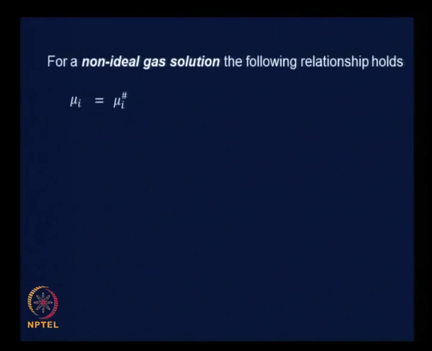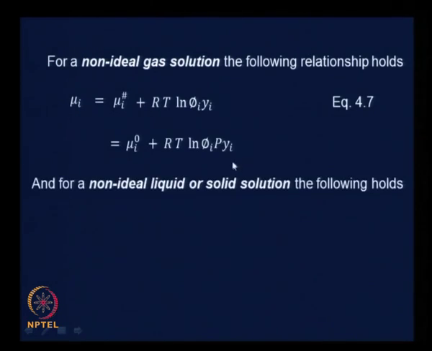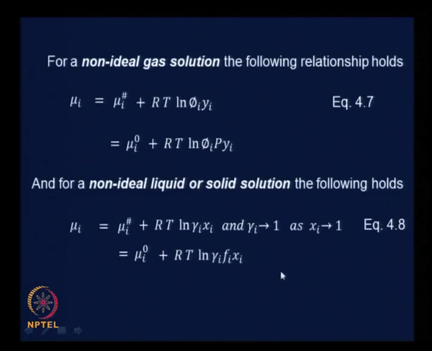Now, the non-ideality is brought about either by a fugacity coefficient for a gas mixture or an activity coefficient for a liquid or a solid mixture solution. So, for a non-ideal gas solution, mu_i equals mu_i hash plus RT ln phi_i y_i, and the equivalent is given. For a non-ideal liquid or solid solution, it was mu_i equals mu_i hash plus RT ln gamma_i x_i, with gamma_i tending to 1 as the mole fraction of the component i tends to 1. This of course was expressed in terms of fugacity and so on for equivalent expressions.